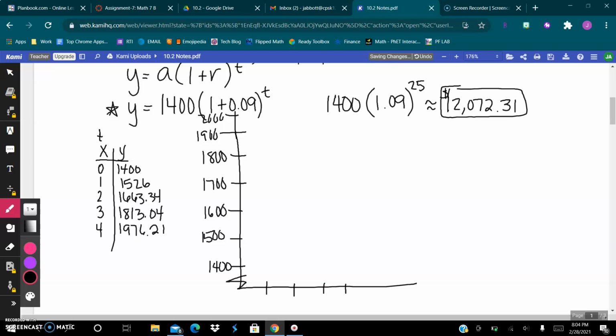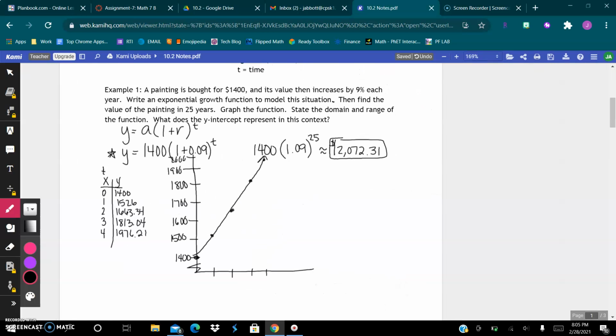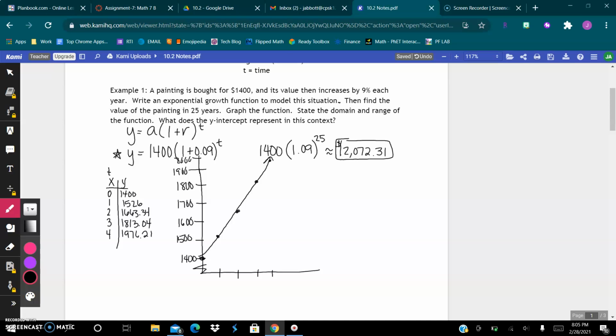All right, so at 0, we're starting at 1,400. Then it's going to be just over 1,500 the first year. And then a bit over halfway, a little more than 1,650 the second year. 1,813, so just a little over 1,800. And then 1,976 is almost to 2,000 here. So again, this is hand drawn, but you can see that it's starting to grow quicker at the beginning. And if we graphed this on the graphing calculator, we would be able to see the entire exponential form of this graph.